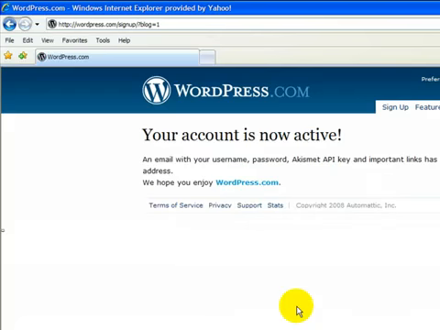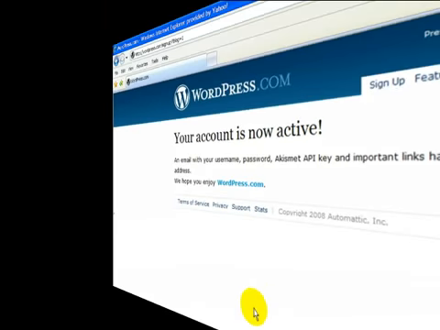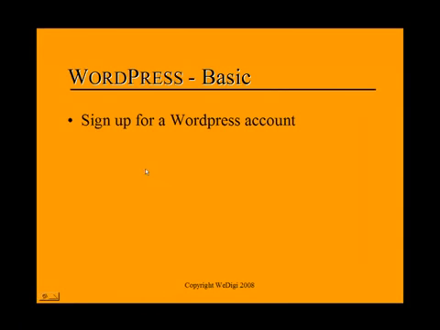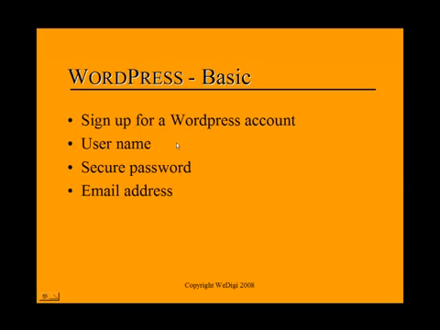Okay, our account is now active. We now have a blog on WordPress.com. It's as simple as that. In this part of the tutorial, we saw how to sign up for a WordPress account. We added a unique username, secure password, we gave our email address, and finally we named our blog. So at this point it'd be a good time to pause this tutorial and go back and sign up for your own WordPress account.